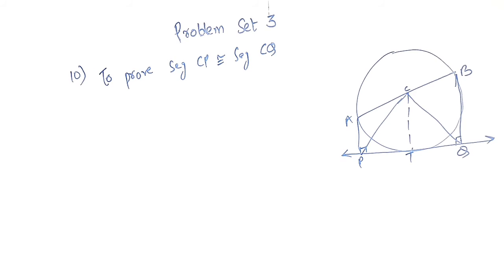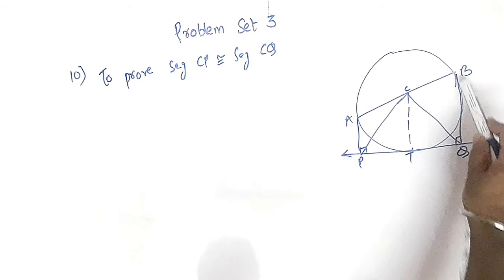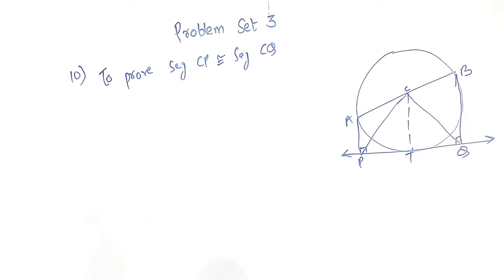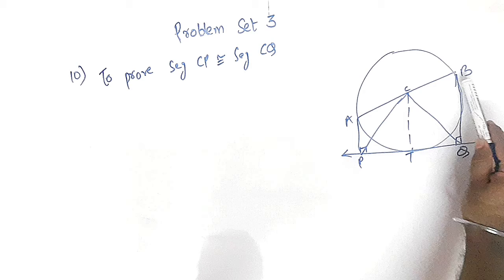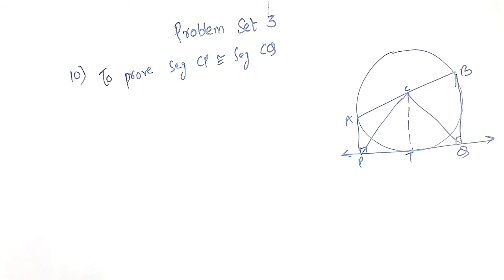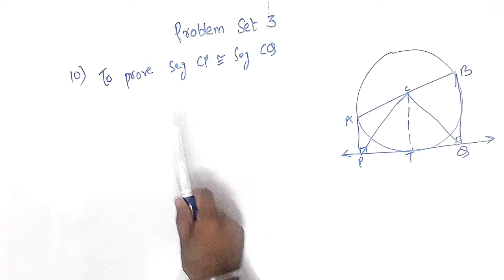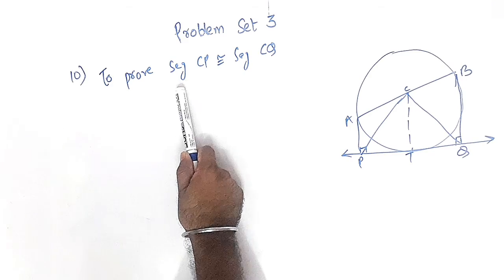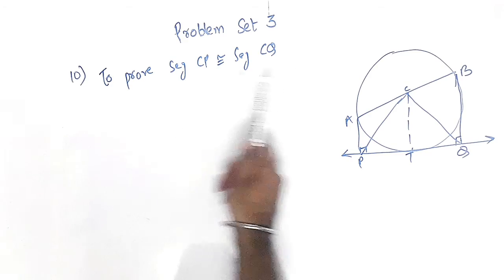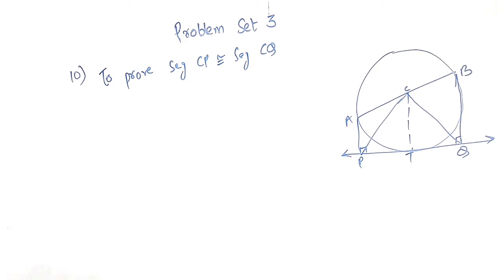Coming to sum number 10th, we have AP perpendicular to this line PQ. BQ is also perpendicular to this line PQ. And AB is the diameter. This much is the given information. And we have to prove that seg CP is congruent to seg CQ.